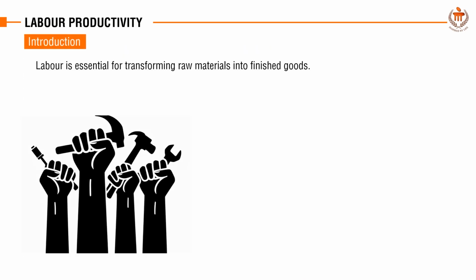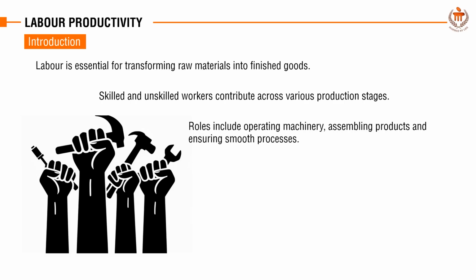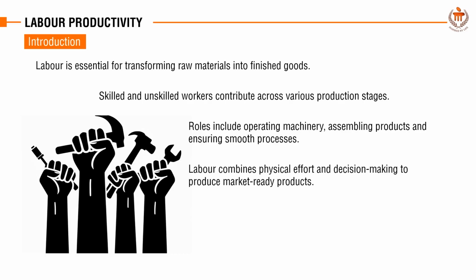To begin with, labor is a key component of production and manufacturing, as it plays a critical role in transforming raw materials into finished goods. Skilled and unskilled workers contribute at various stages, from operating machinery to assembling products. Labor ensures that production processes run smoothly and efficiently, turning materials into market-ready products through both physical effort and decision making. Without labor, raw materials would remain unprocessed and production would come to a standstill.